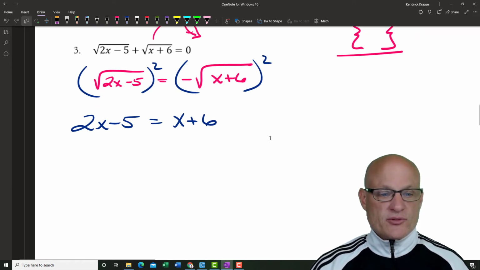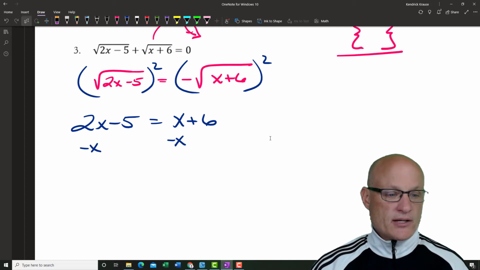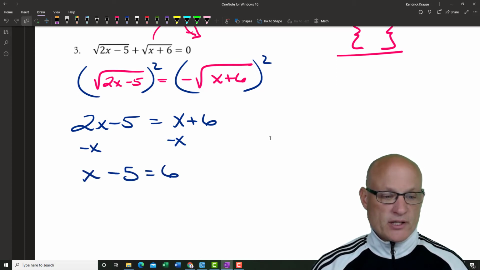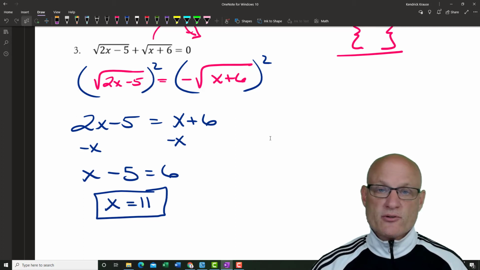So let's see, subtract x. So I get x minus 5 equals 6. Wait a second, we're getting an answer here. x equals 11. Maybe I was wrong. Maybe you can have an answer to this question.